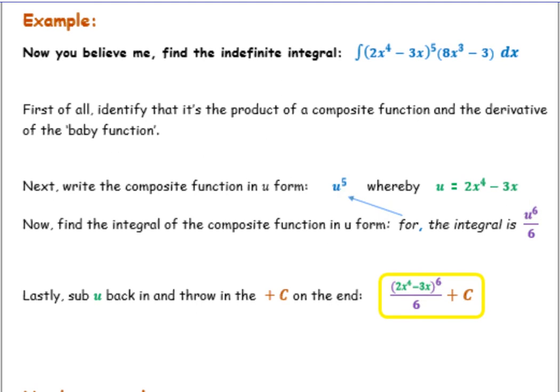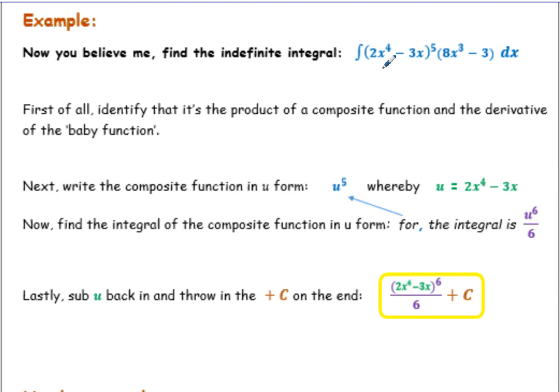Find the indefinite integral, so basically with the plus c at the end of this thing. What's special about this function? It's the product of a composite function and the derivative of the baby function.